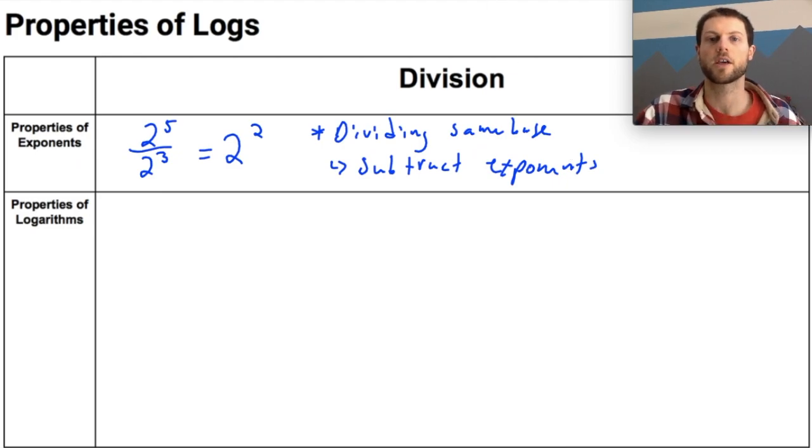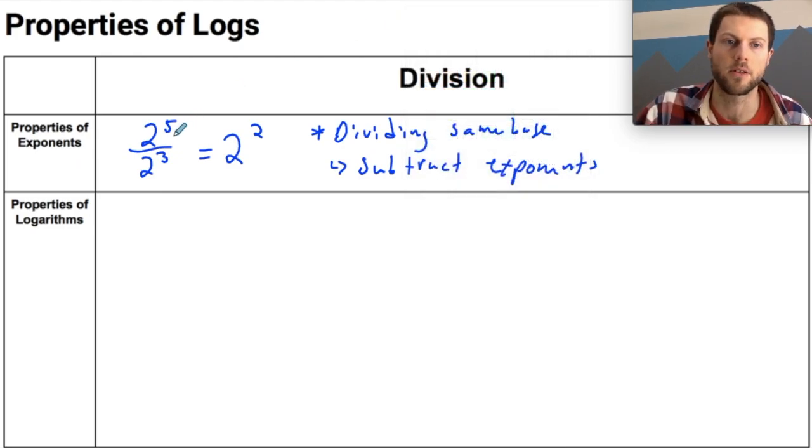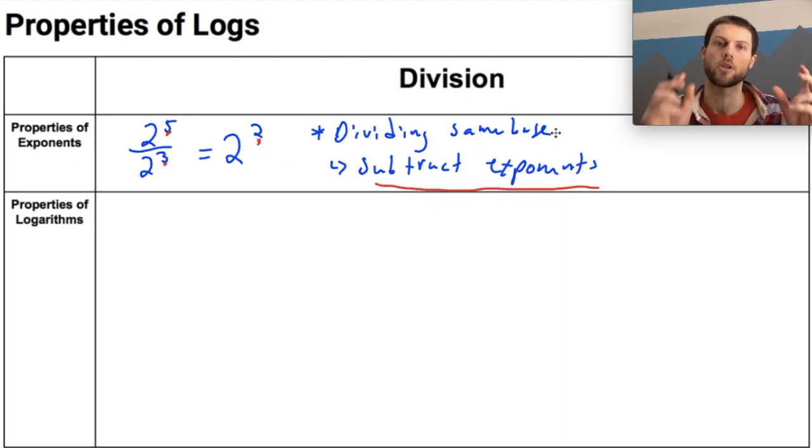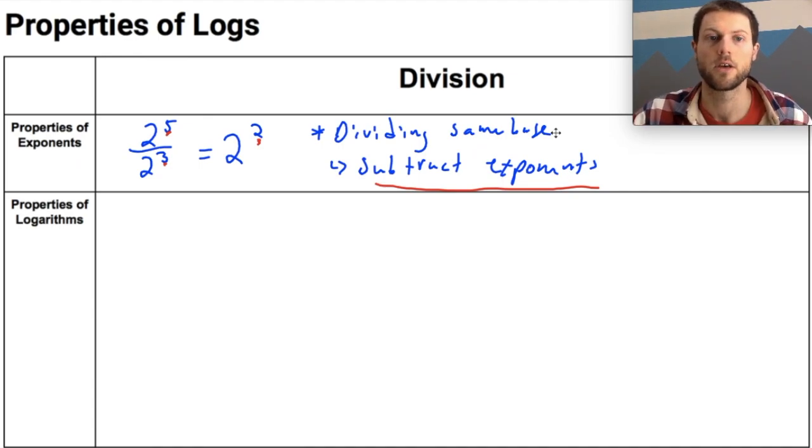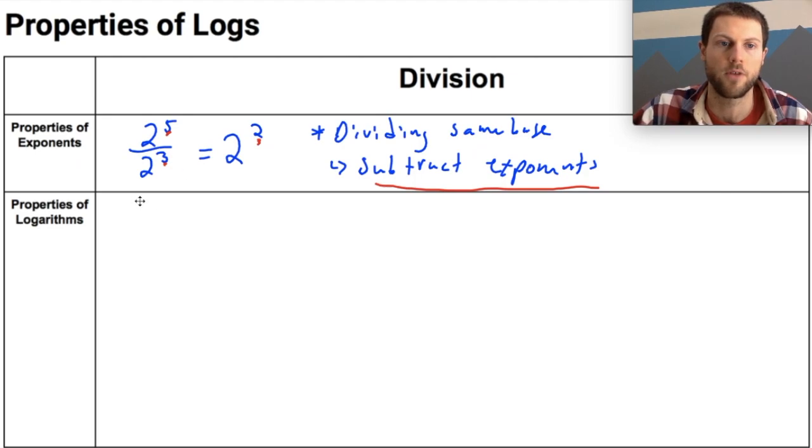And so once again, just like I did before, I want to focus on these exponents. I want to focus on the 5, the 3, and the 2. I want to subtract exponents. So that means I'm going to be subtracting logs, since logs evaluate to be these exponents. So I want to create some sort of an expression or an equation with what I've just done here: 5 minus 3 equals 2.